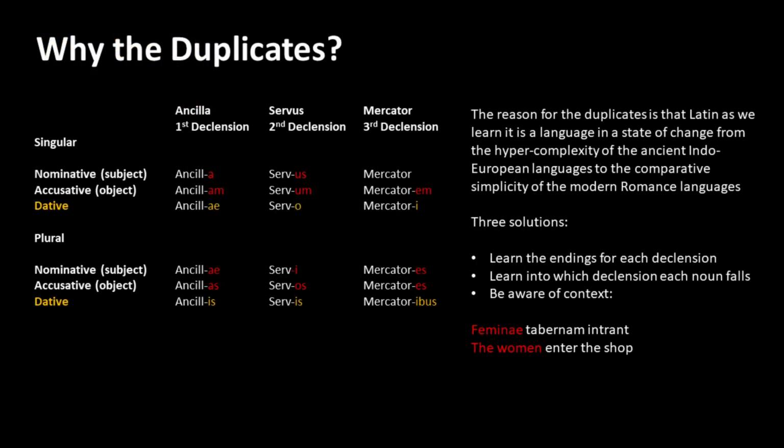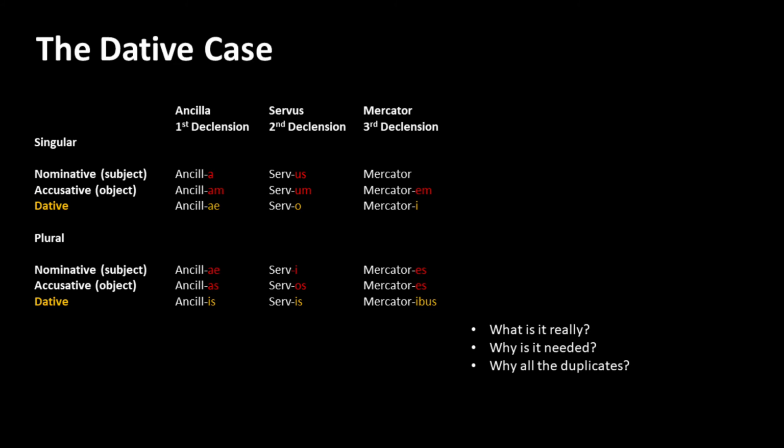Let me come back, though, to the three questions I put earlier. What is the dative case? Why is it needed? Why the duplicates? I've answered this last question. As for why it's needed, I suppose the best answer to that is because it is part of the language, and that is how things are done. Very often, the best answer to why in a language is because.